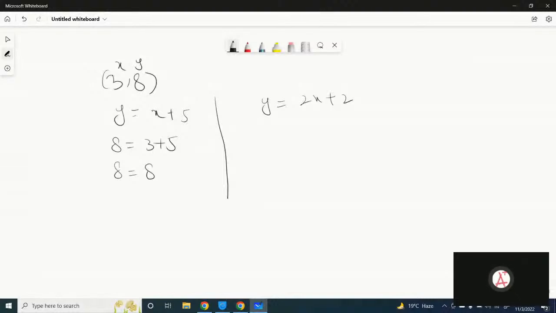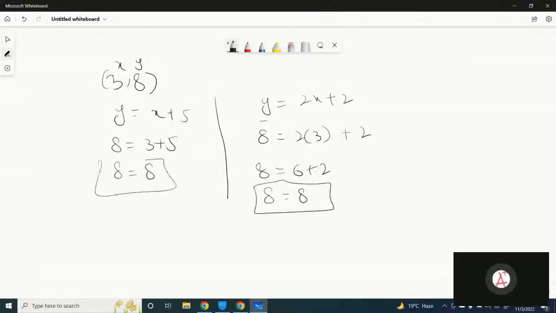Now you have to check for the second one. Got it? Okay, so y is 8. 2 times 3 plus 2. So 2 times 3 is 6 and 6 plus 2 is 8. So both of the equations have both sides equal. That means yes, (3, 8) is the solution of both the equations. Got it? The answer is yes.